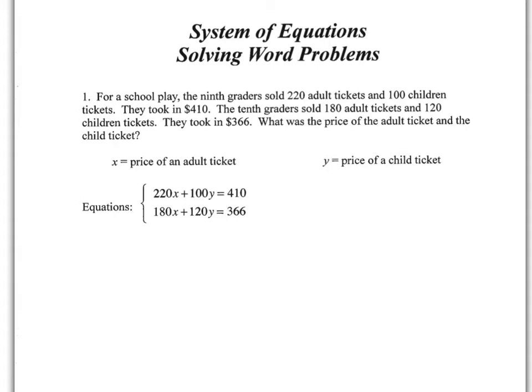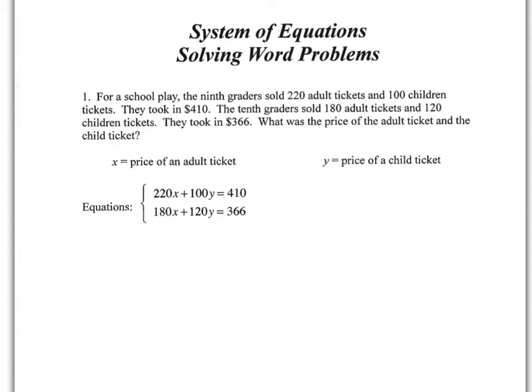If I defined x as the price of an adult ticket and y was the price of a child's ticket, if we look at the first sentence, the ninth graders sold 220 adult tickets. That's where the 220x came from in the first equation, and 100 children's tickets. And they took in 410. So I took that first sentence and made it into a math sentence, the first equation.